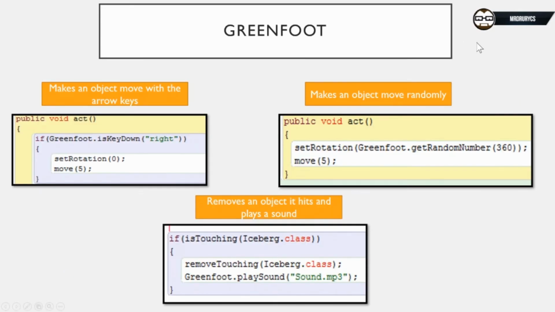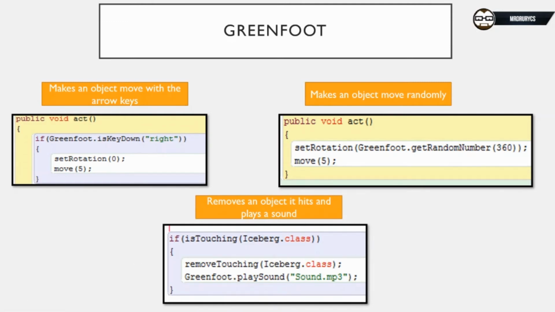Moving on. So Greenfoot. To make an object move with the arrow keys, you've got this code here on the left. You've got objects moving randomly on the right. And then you've got the removing objects and playing a sound at the same time.